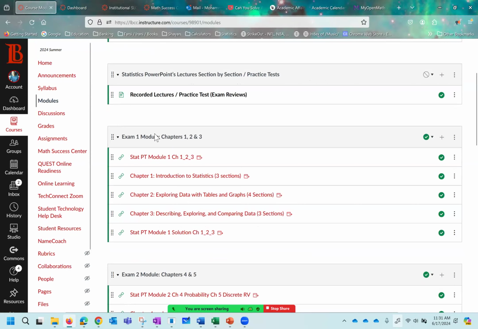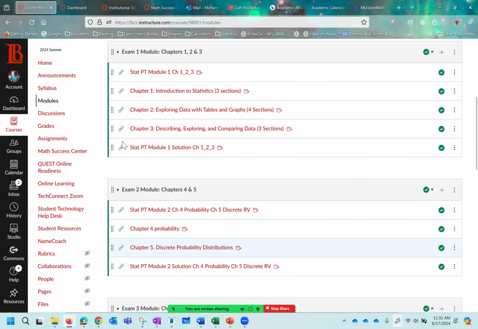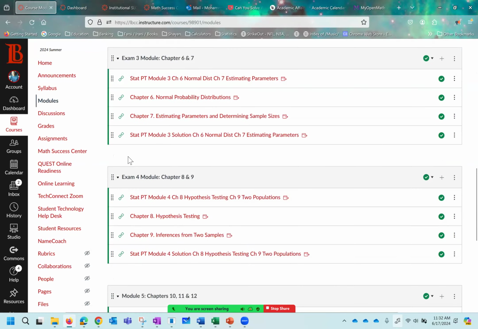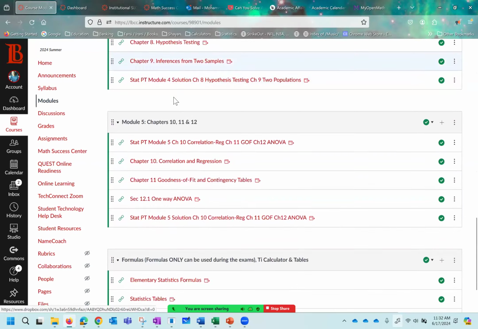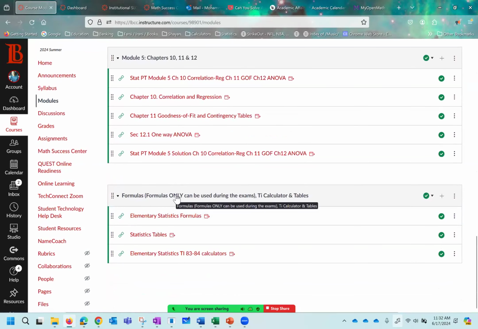The next one, the exam one module, starting with the practice test, PowerPoint, and solution to the practice test. And the rest of the modules repeat in the same manner. The exam two module is the same thing, a practice test for that, chapters, PowerPoints and solutions, the same thing for 3 and 4. And module 5 is part of the final. And the last module is resources that I'm going to show you.